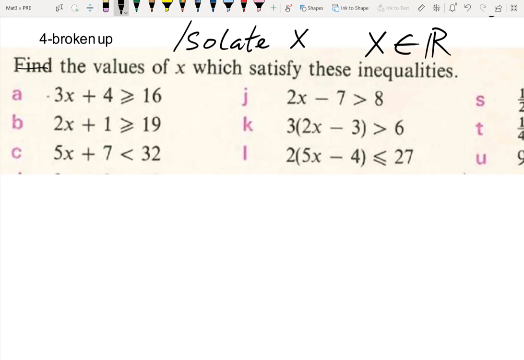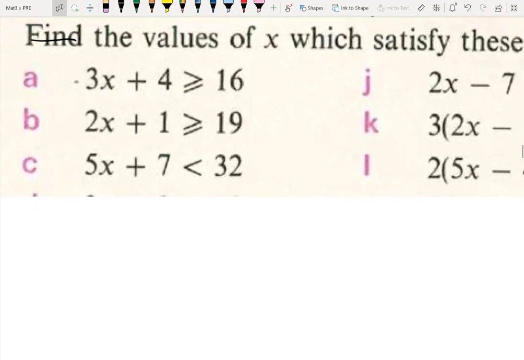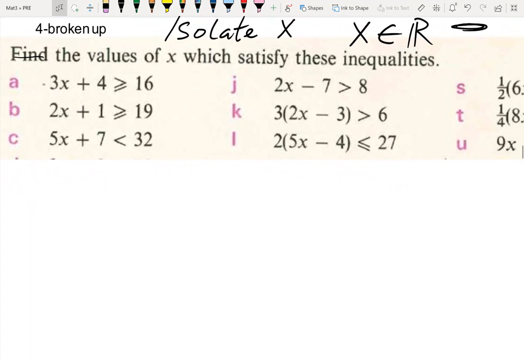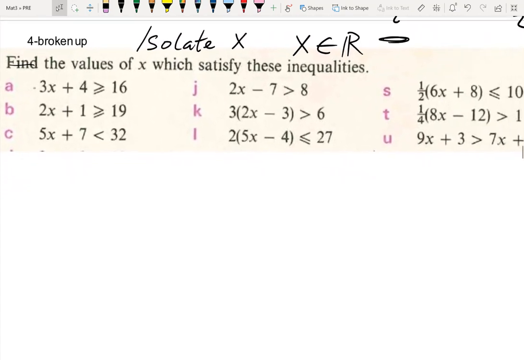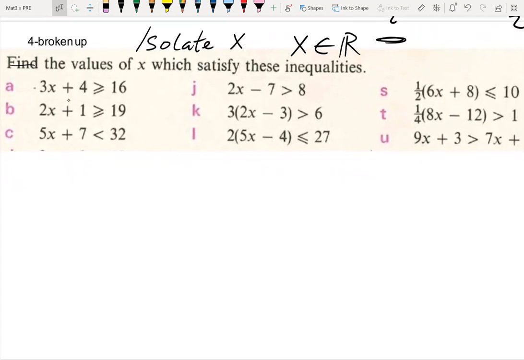You're dealing with the reals, which is all numbers, continuous. Okay. So let's just do the top three. So, question A.